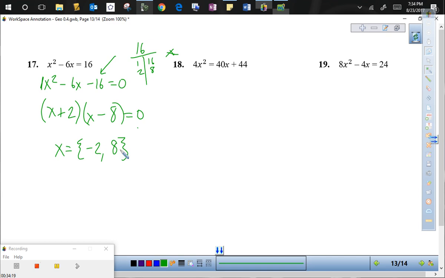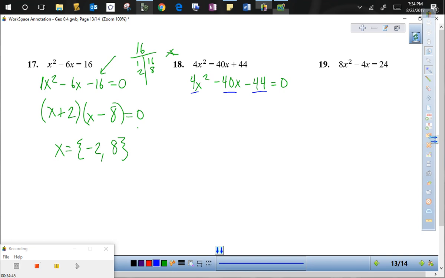Alright, taking a look at number 18, it's different for a couple reasons here. Okay, we have to get everything to the left again, but we've done that. But there's one thing that's nice about this particular problem. If you notice, every single one of these terms share the same number. We want to factor that out.